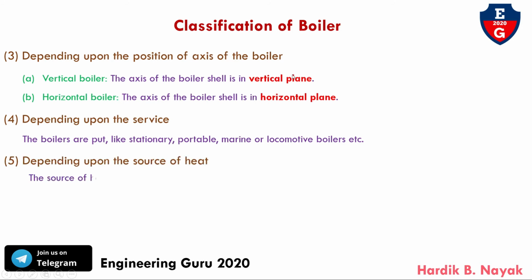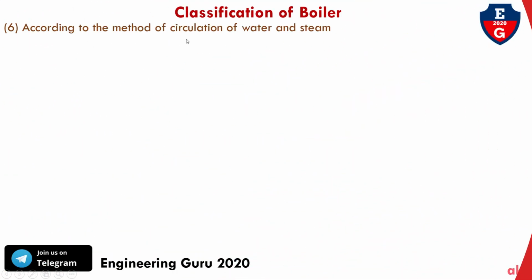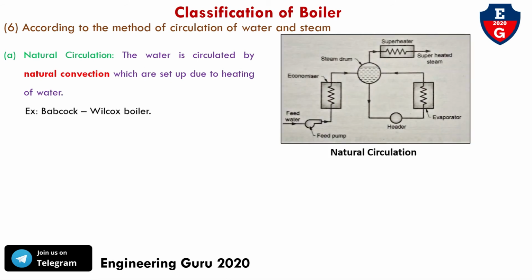Fourth, depending upon the service to which the boilers are put, likely stationary, portable, marine or locomotive boilers, etc. Fifth, depending upon the source of heat, the source of heat may be heat generated due to combustion of solid, liquid or gaseous fuel, and or electrical energy or atomic energy, etc. Sixth, according to the method of circulation of water and steam. So part A, natural circulation. In the case of natural circulation steam boilers, the water is circulated by the natural convection currents, which are set up due to heating of the water.